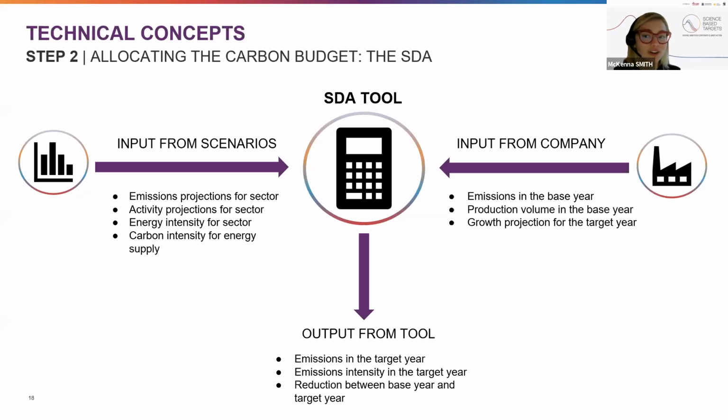And so I would really encourage you to play around with the SDA tool if you haven't had time to yet. Again, I'd like to highlight that this is only for very specific sectors. So if you aren't in one of those sectors that falls within the SDA, you should be able to use the absolute contraction to set your scope 1 and 2 targets. But if you are in one of those sectors, I would encourage you to play around.